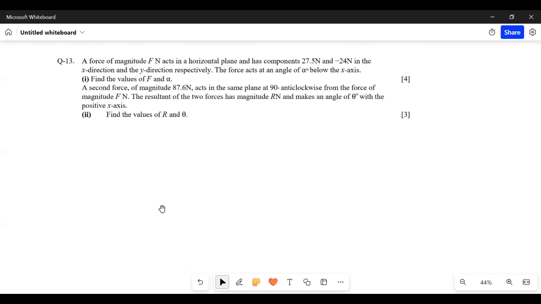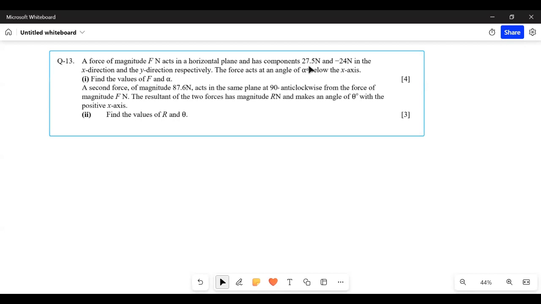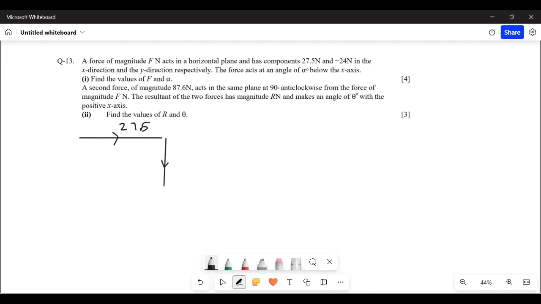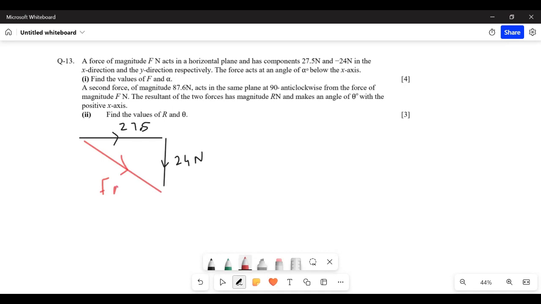A force of F Newton acts in a horizontal plane and has components 27.5 Newton and minus 24 Newton in the x and y direction. तो अब ये फोर्स किस तरह की होनी चाहिए? इसकी x डायरेक्शन जो है that is 27.5 newtons. And then y is negative. That means it's not going up, but it's going down. 24 newtons इस direction में. So the force is in this direction. This is F newtons.